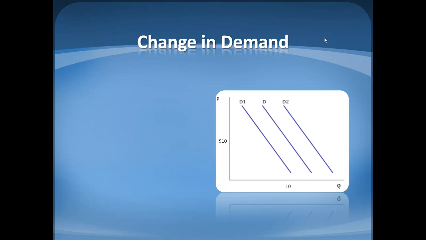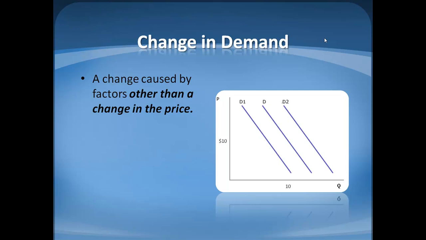And we have 3 D lines. D is the original demand line. And then something changes to cause either D1 or D2. Don't think up and down, think increase and decrease. All right. A change in demand, then, is caused by factors other than a change in price. Something happened that caused a change, and it wasn't the price of the good.